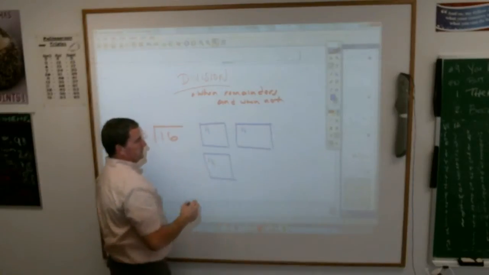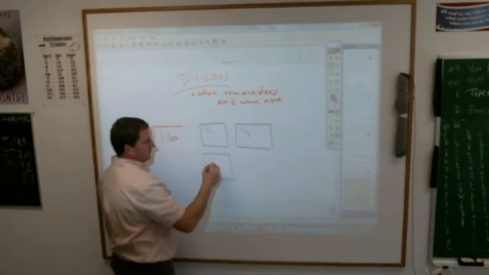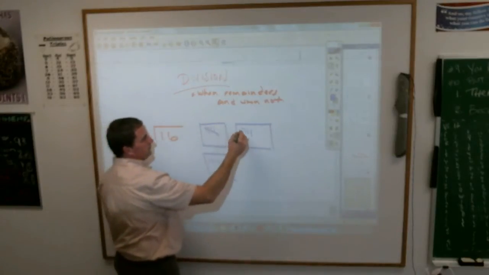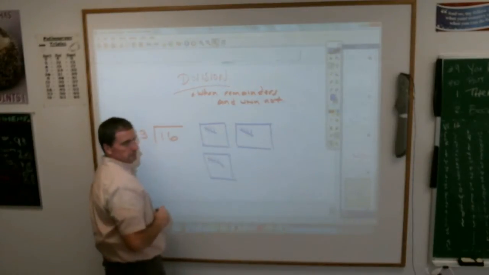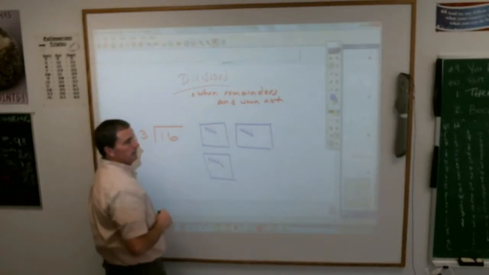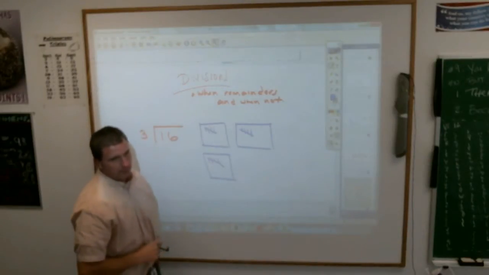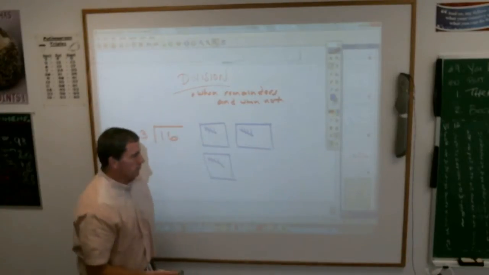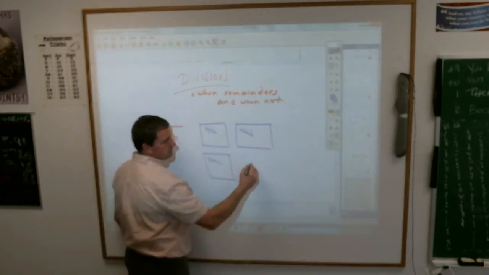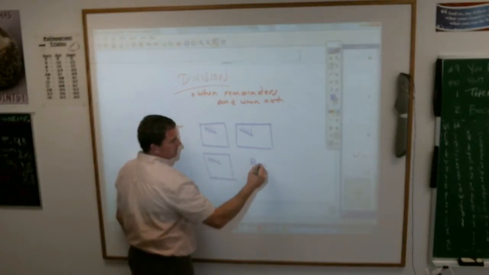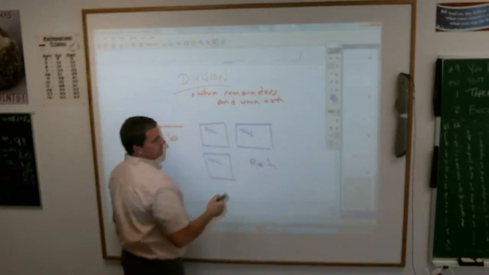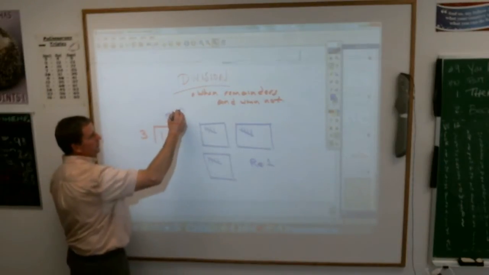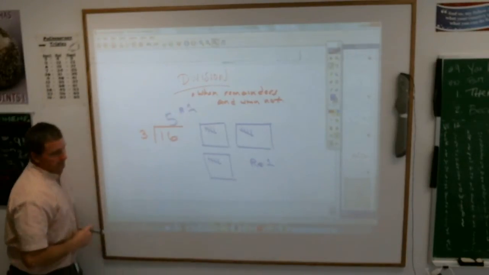1 for you, 1 for you, 1 for you, that's 6 of them. 1 for you, 1 for you, 1 for you, that's 9. Again, 1 for each. How many is that? 12. 1 for each again. There's 15. And we don't have enough cookies for everybody to get another one, so you're going to have a remainder, and we just put the letter R, remainder of 1. Everybody gets 5, and there is a remainder of 1 cookie.